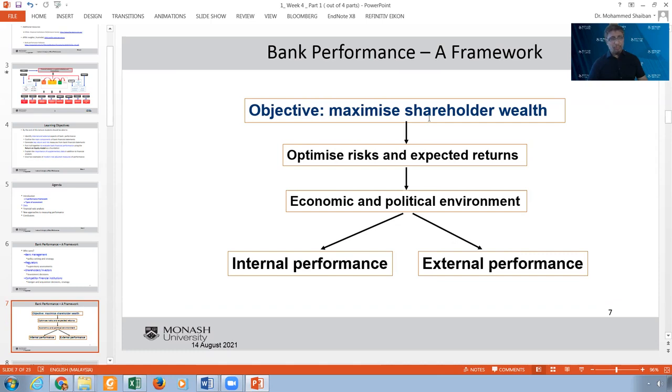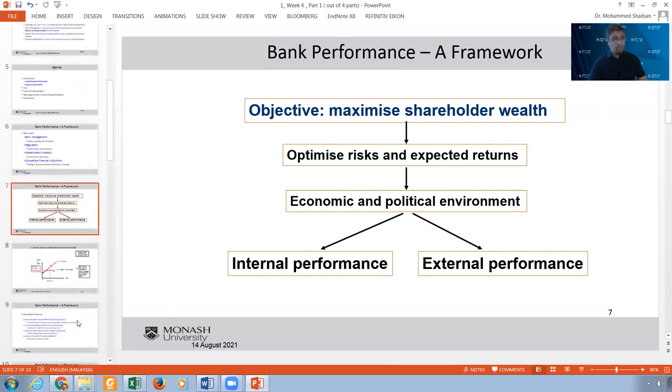I will talk about this in the second slide. Now, also when we talk about the framework, we have to look at the economic and political environment. So when we talk about the political environment, as I told you, the regulators. We can talk also about our performance in CSR, on the social front. All of those issues, we need to look at when we evaluate the performance of the bank. Overall, we divide the performance into internal performance and external performance, and we will talk about this when we move a little bit.